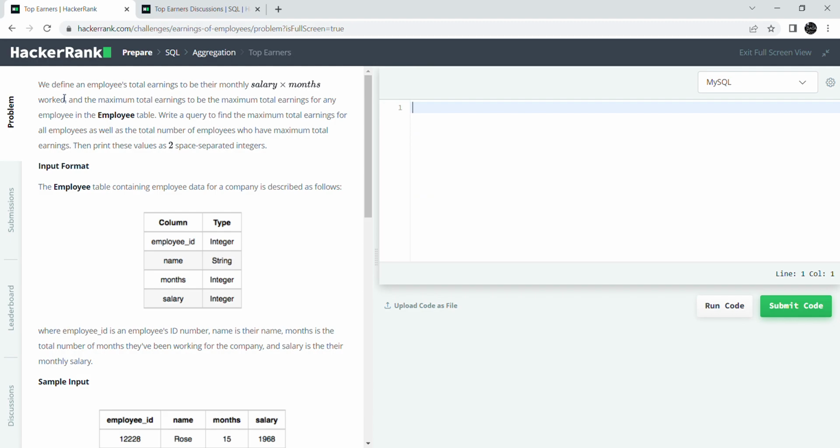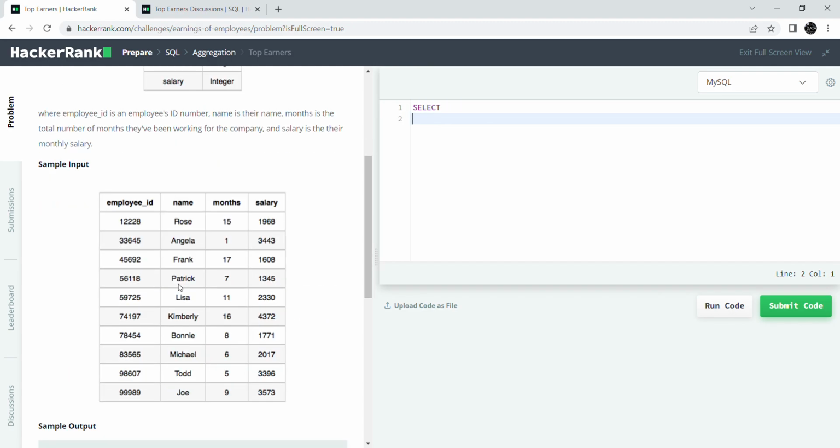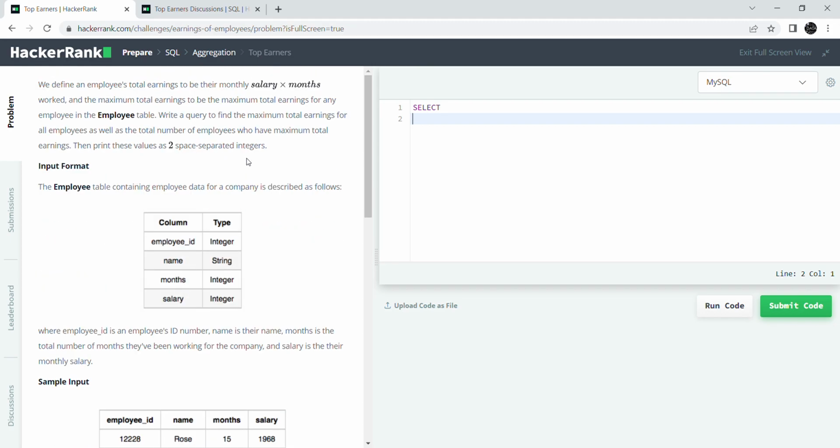It has been told: we define an employee's total earnings to be their monthly salary times months worked, and the maximum total earnings to be the maximum total earnings for any employee in the Employee table. Our requirement is to find out the maximum salary that has been earned by any employee in this company, and how many employees are earning that salary.